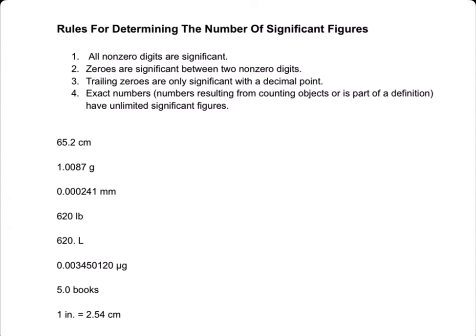All right, let's take a look at the first example. 65.2 centimeters. So the unit centimeters indicates to us that this is a measurement. They might have used a ruler to measure this number out. So 65.2 are all non-zero digits. So this number has 3 significant figures.